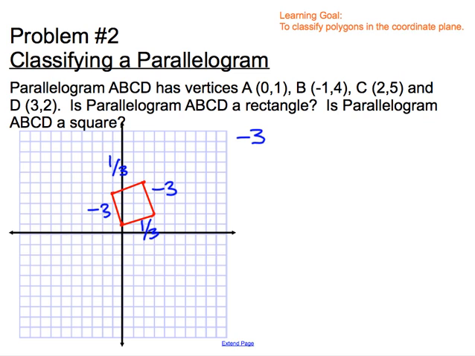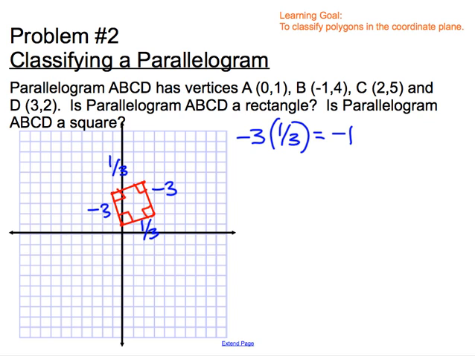By multiplying the slopes of consecutive sides, we can see negative 3 times 1/3 gives us a product of negative 1. All of the consecutive sides, when multiplied piecewise together, will give us this product. So we can see that consecutive sides of this parallelogram are perpendicular.